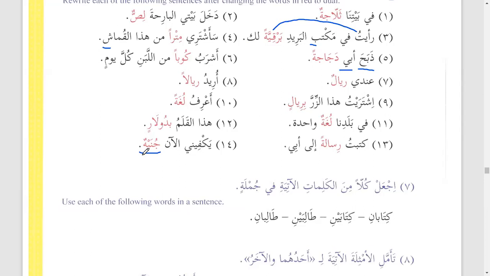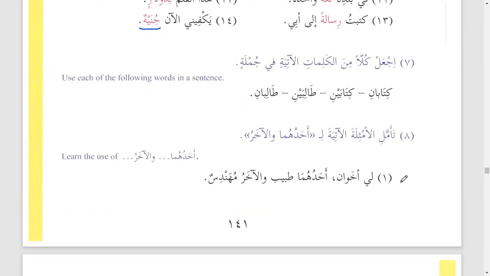Okay, اجعل كلا من الكلمات الآتية في جملة. Quickly make sentences from these words. كتاباني. عندي كتابان، عندي كتاباني. Yes. Okay. عندي كتاباني. في بيتي كتاباني. Okay. كتابين. اشتريت كتابين.